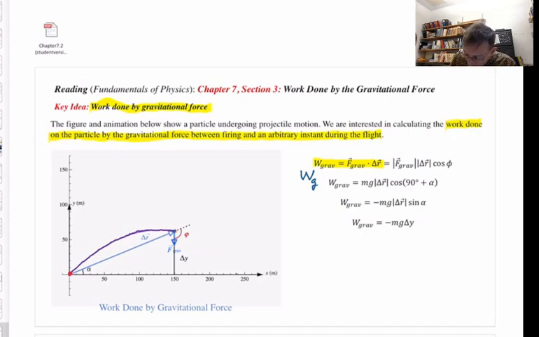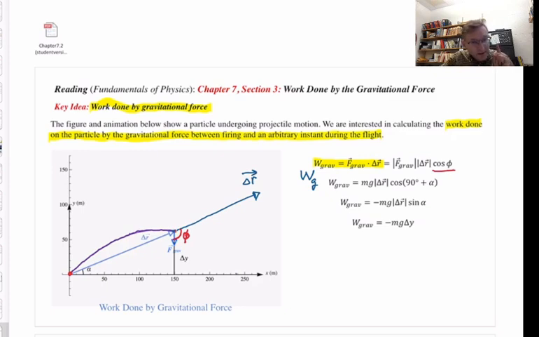I'll sketch it. It would go out along this way. Like that. Right? I just extended. I slid the delta r so that its tail coincides with F grav. Now I see why the angle marked with the red arc is labeled with a phi, because that's the phi that goes in cosine phi.